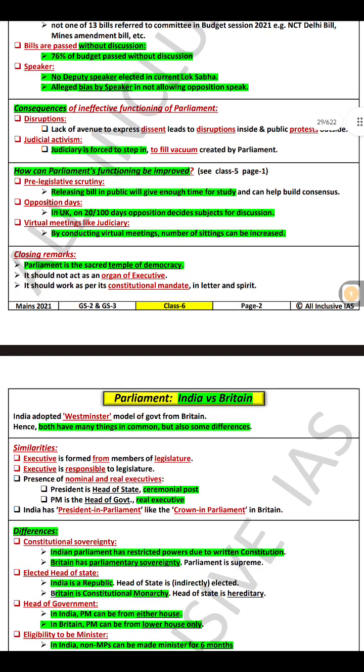Closing remark: Parliament is the sacred temple of democracy. It should not act as an organ of the executive. It should work as per its constitutional mandate in letter and spirit.